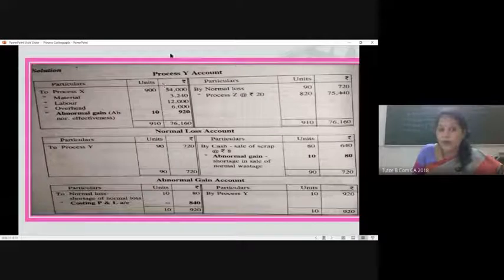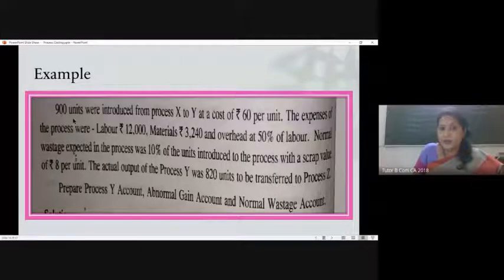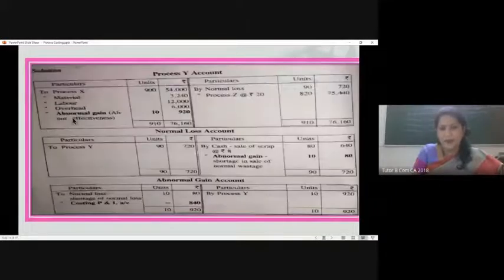The opening balance which we got from process X is already given in the question. 900 units were introduced from process X to process Y at a cost of 60 per unit. It's the same thing. We are putting it here, from process X. So we put it as to process X, 900 units, 900 into 60, we will get this.